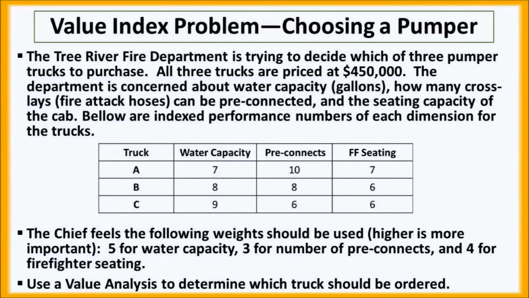In problems like this, it's probably useful for you to set up the problem in a matrix that is very similar to the way we saw it in class. For that, we would have each of the different characteristics, in our case water capacity, pre-connects, and firefighter seating, on the left, have the importance value in a column, and then have the performance value for each of the 3 trucks listed, and then we'll be able to calculate the value for each one of those independently. So let me show you how we would set up this problem.